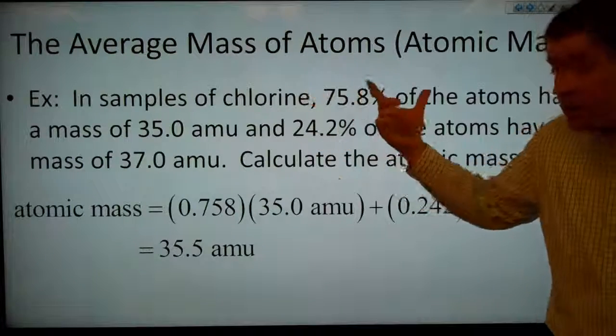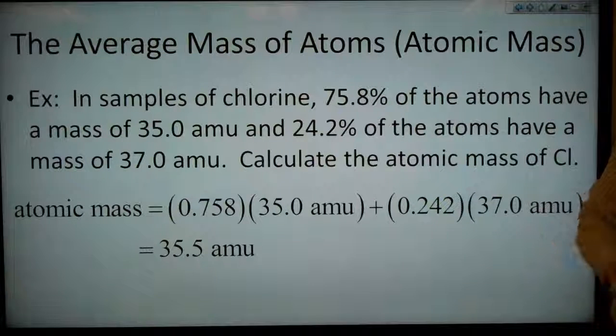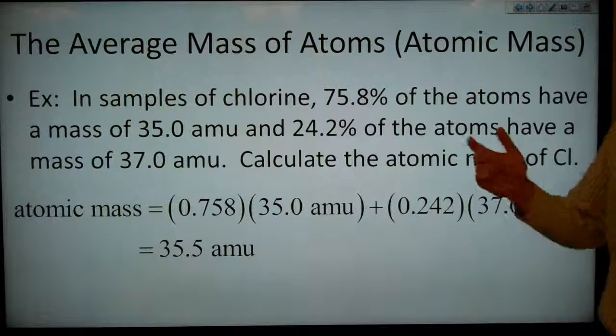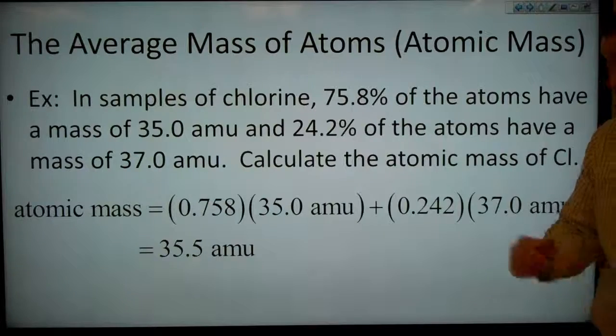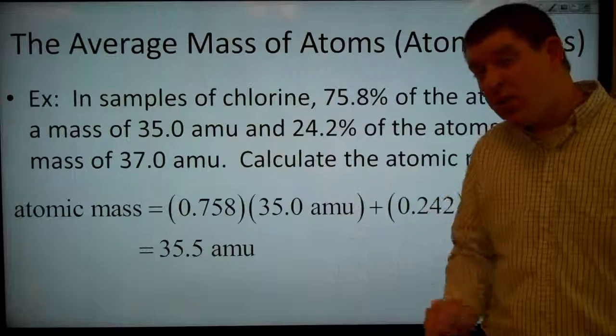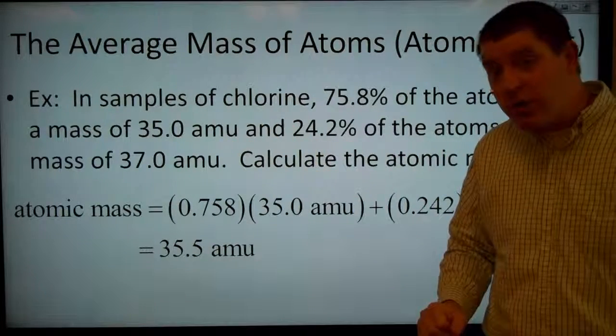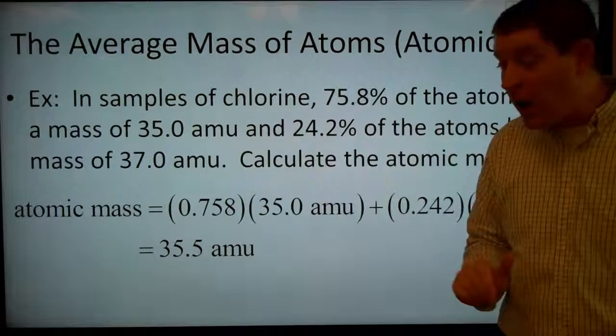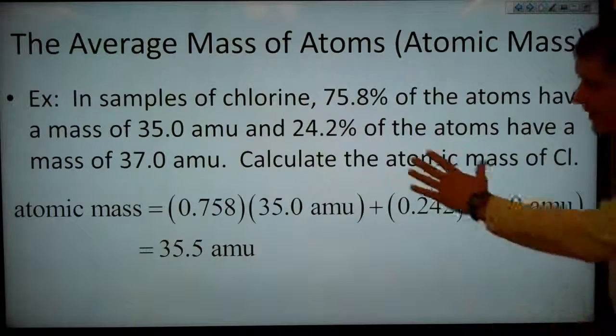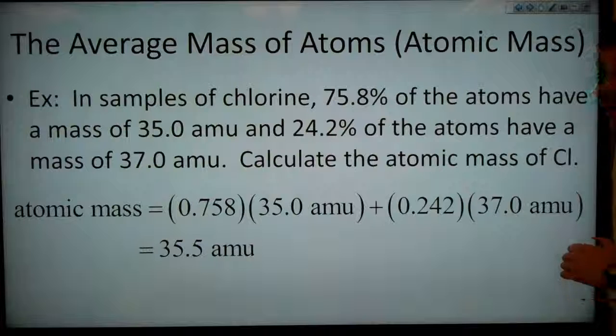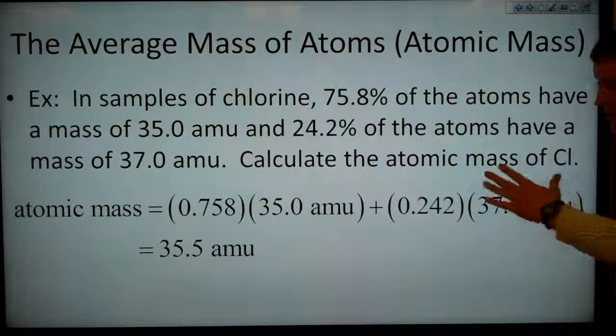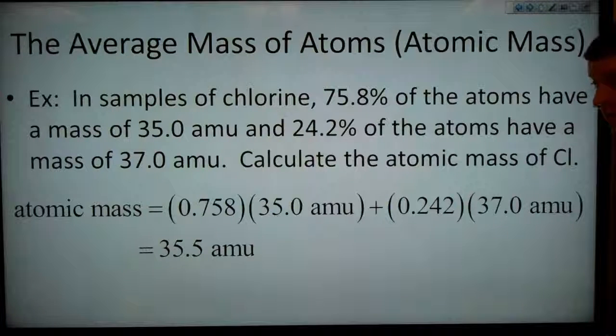For example, in samples of chlorine, 75.8% of the atoms have a mass of 35.0 AMU. Now, you and I know that that's not really 35.0. We know that it's really 34.97, but we're going to round for this case. And 24.2% of the atoms of chlorine have a mass of 37.0 AMU. And suppose we want to calculate the atomic mass of chlorine.